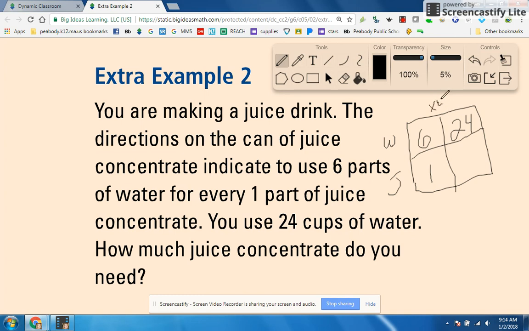So we're going to multiply the bottom number by 4. And we get 4 cups of juice concentrate. So if we want to quadruple the recipe, you would need 24 cups of water with 4 cups of juice concentrate, and it would taste exactly the same, but you would have 4 times the amount.